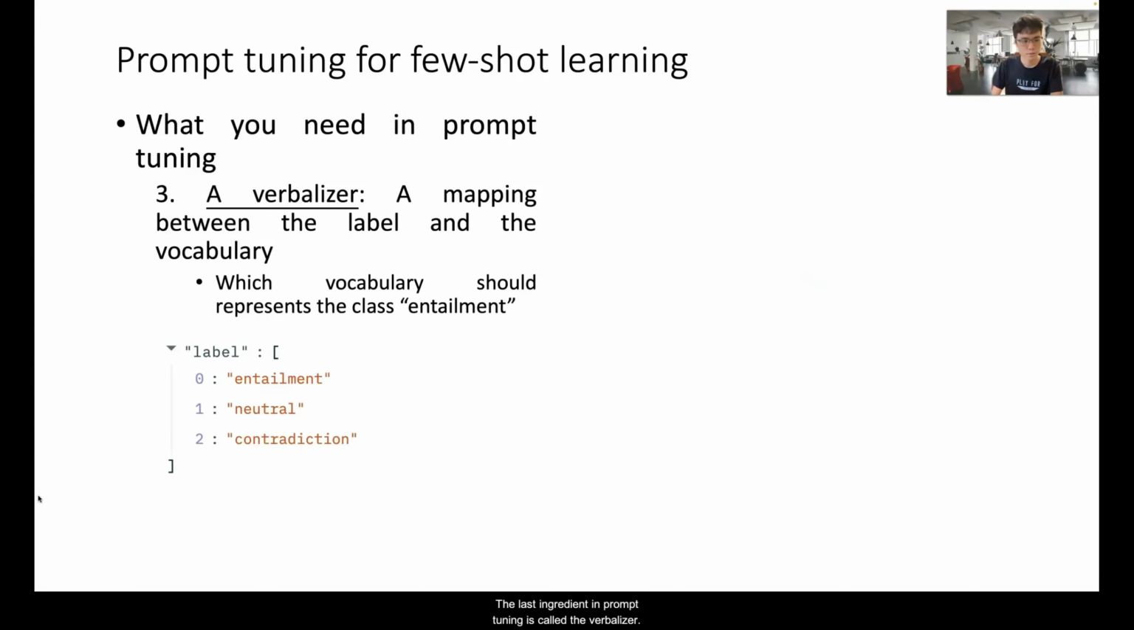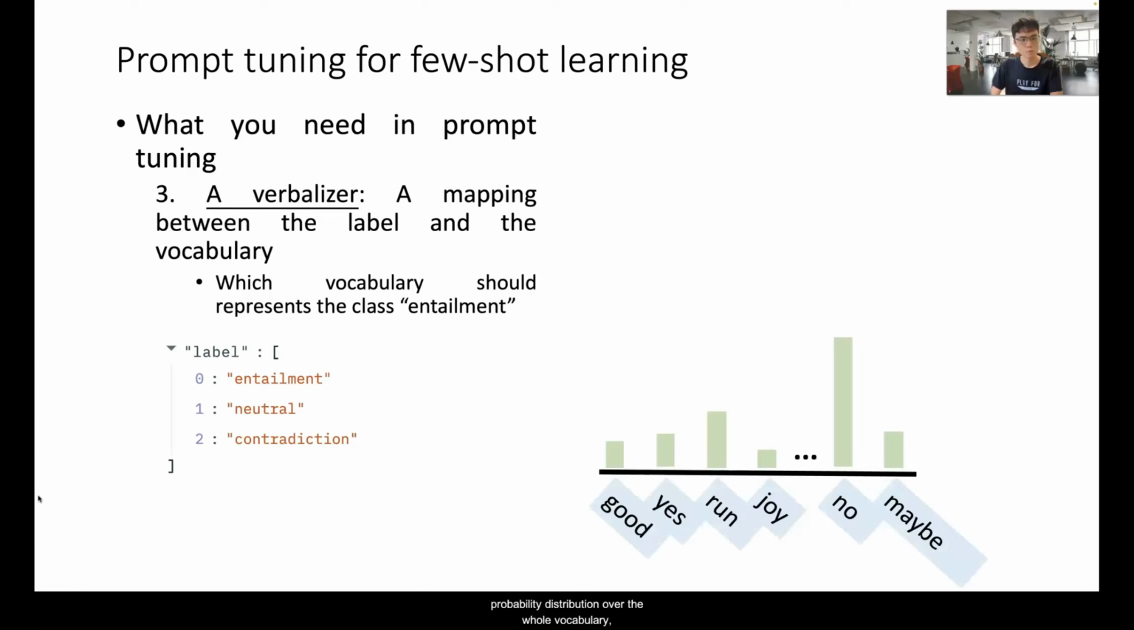The last ingredient in prompt tuning is called the verbalizer. The verbalizer defines what word in the masked language model prediction corresponds to a specific class of the downstream task. We need the verbalizer because the masked prediction is a probability distribution over the whole vocabulary, but our goal is to obtain the downstream task prediction. So we need to define what word in the vocabulary corresponds to what class in the downstream task.